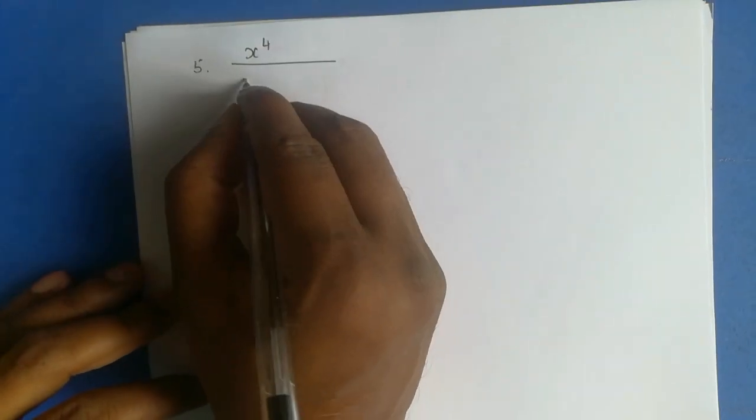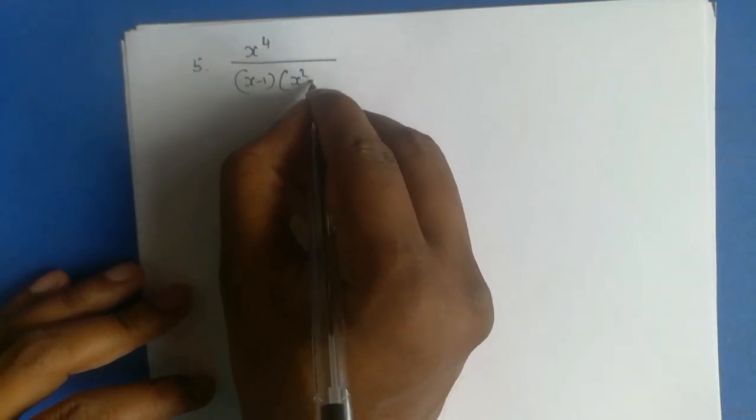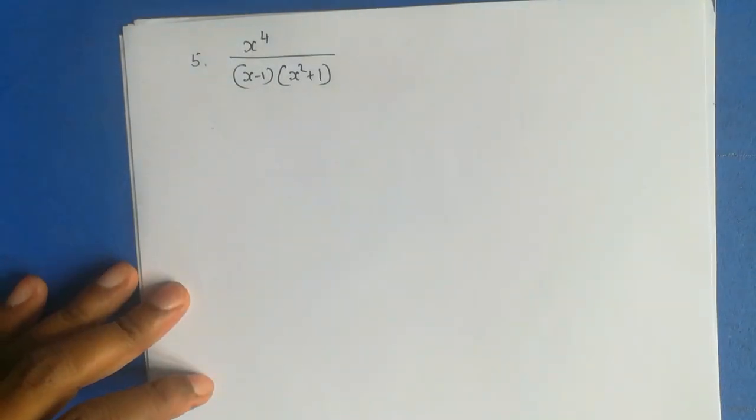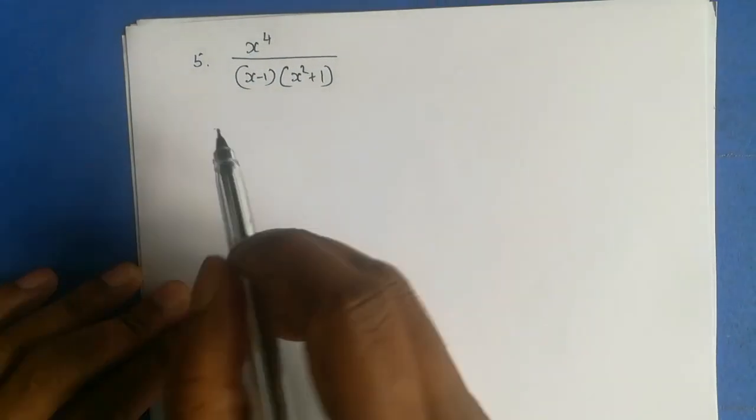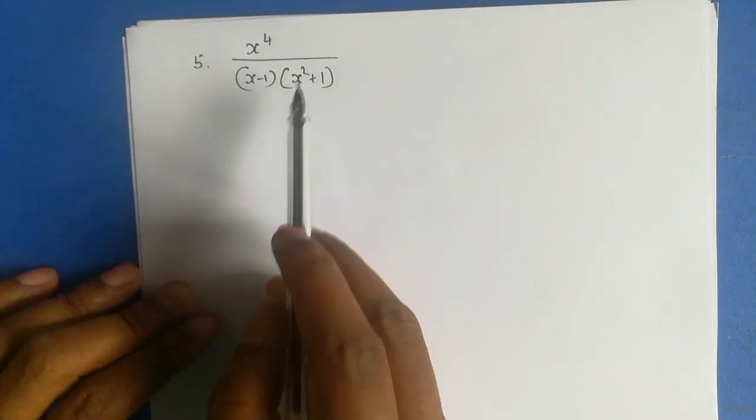Fifth problem: x⁴ divided by (x-1)(x²+1). This is given to us. So to know whether it is proper or improper, we'll expand this first.